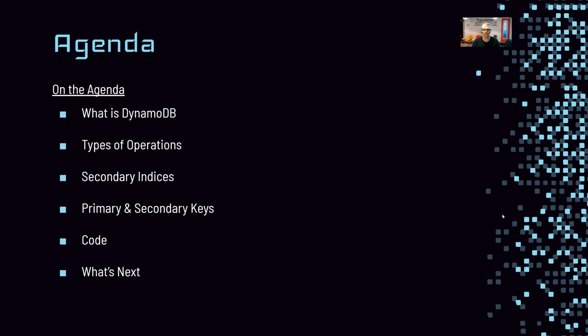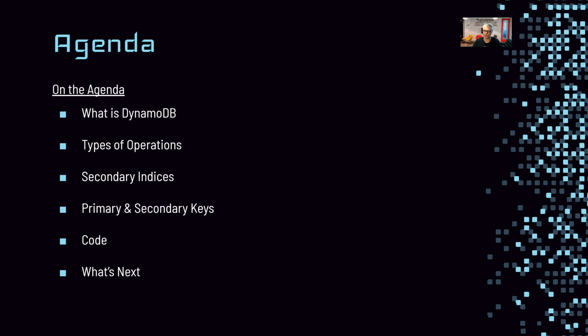I assume most of you have worked with DynamoDB or have experimented with it, or are at least aware of it. I just want to cover the basics, the types of operations that are possible with Dynamo that I'll be focusing on today. The concept of secondary indices. There's two types. Then I'll talk a little bit about primary and secondary keys, what purpose they serve, and how you should think about them.